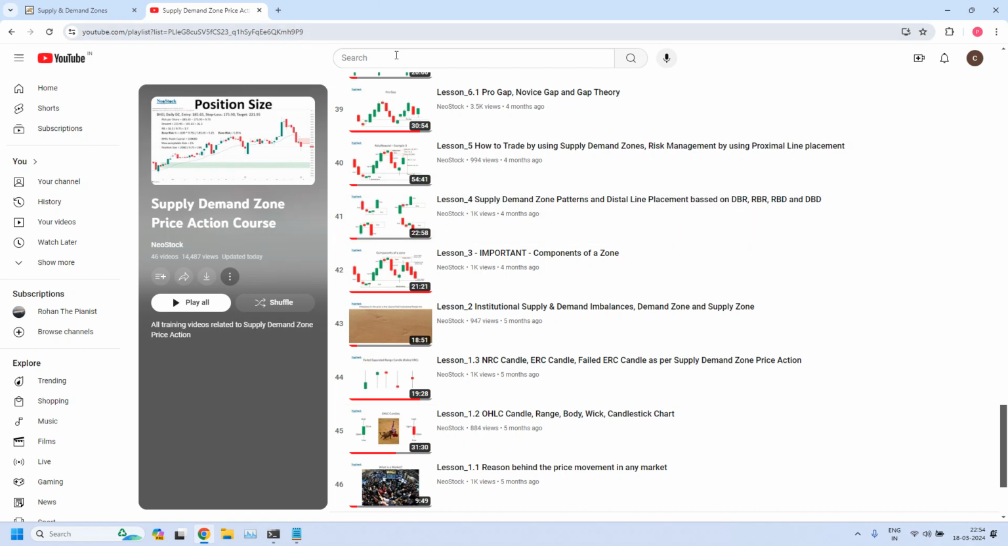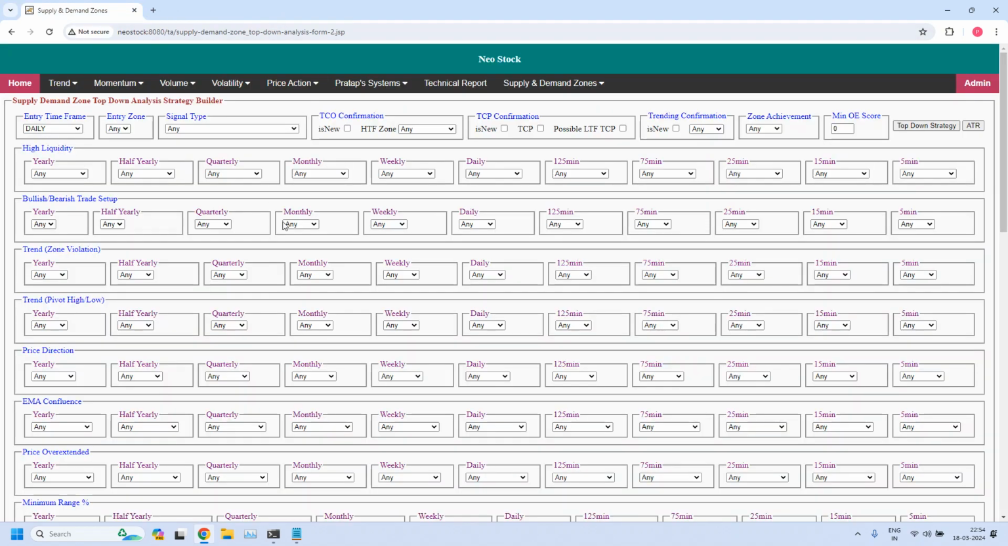Now let's get into report generation with the help of NeoStock software, supply demand zone, top-down analysis strategy builder. So the first report we are going to generate is a bullish trade setup for daily income trade.